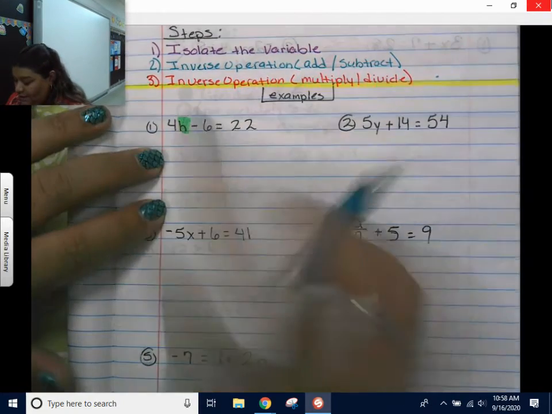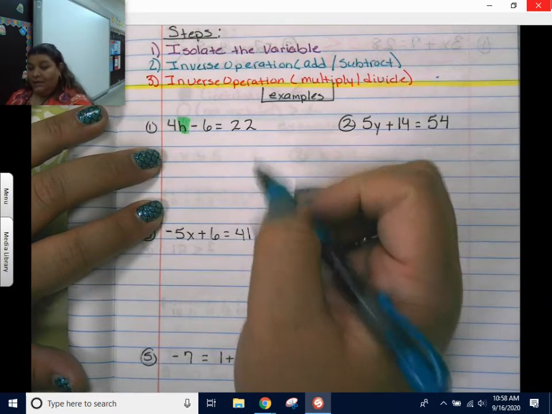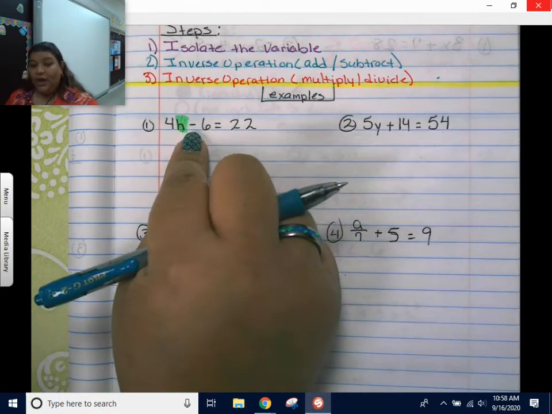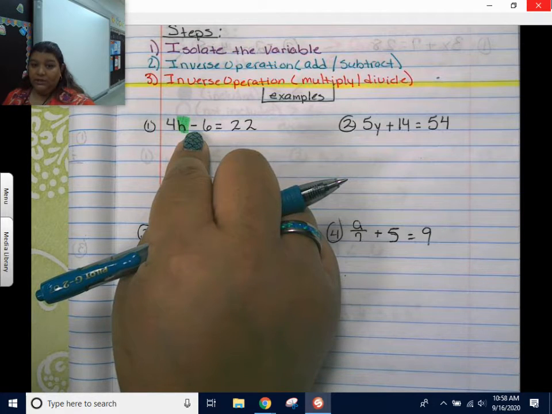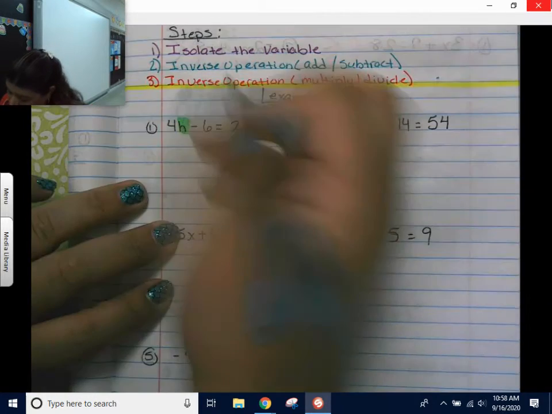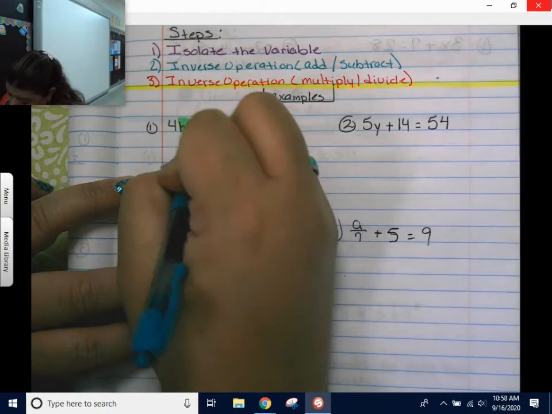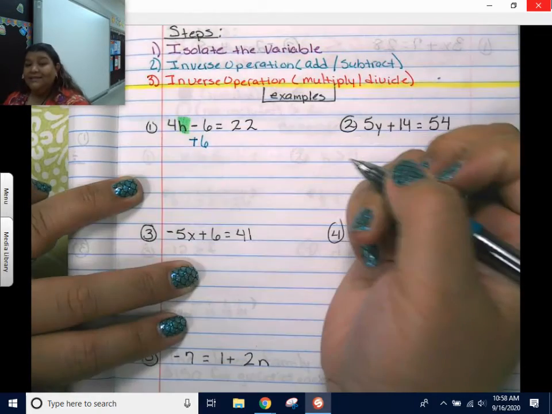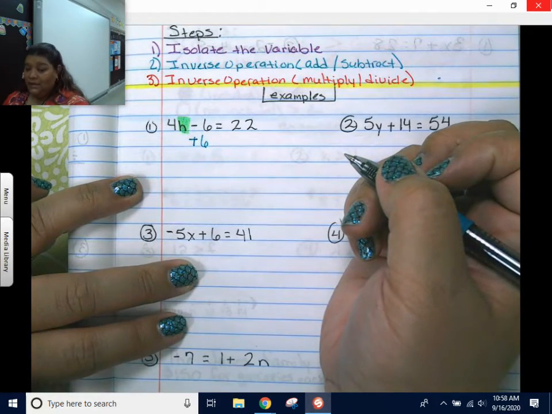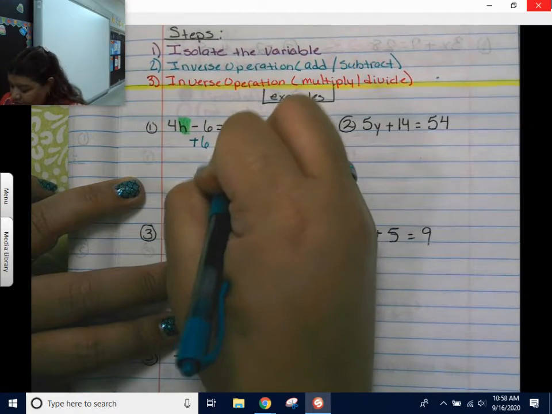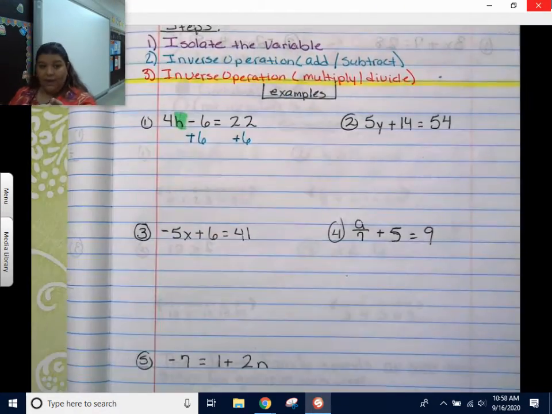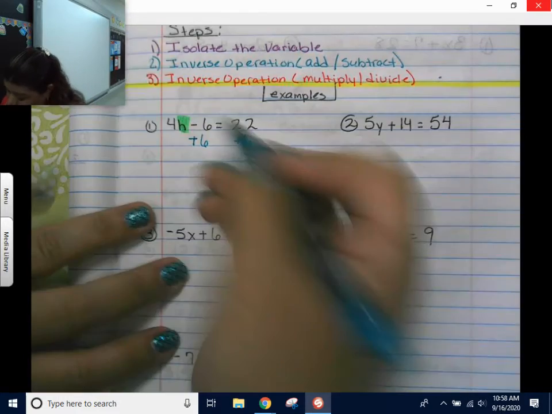So here, I'm going to get rid of that 6. If you remember from Monday, this is a subtraction problem. To get rid of subtraction, we do the opposite of subtraction. It's addition, okay? So I'm going to add 6. Now remember, an equation means everything is the same on both sides. It's equal, it's balanced. So if I add 6 over here, I have to add 6 over here to keep it balanced, to keep it the same, okay?